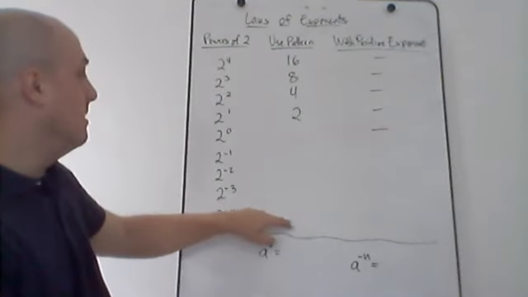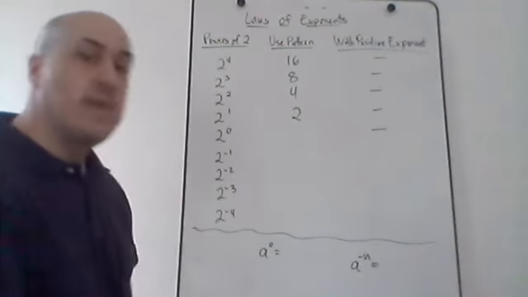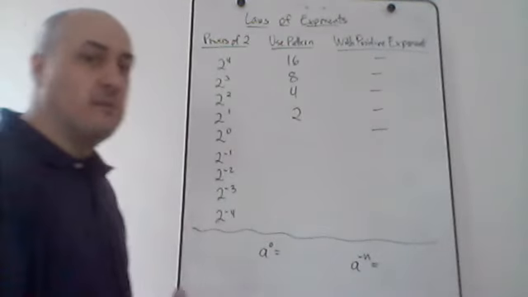We'll figure it out for the zero and the negative exponents. And then we're going to write those ones with a negative exponent with a positive exponent and try to use that to figure out what the rule is.